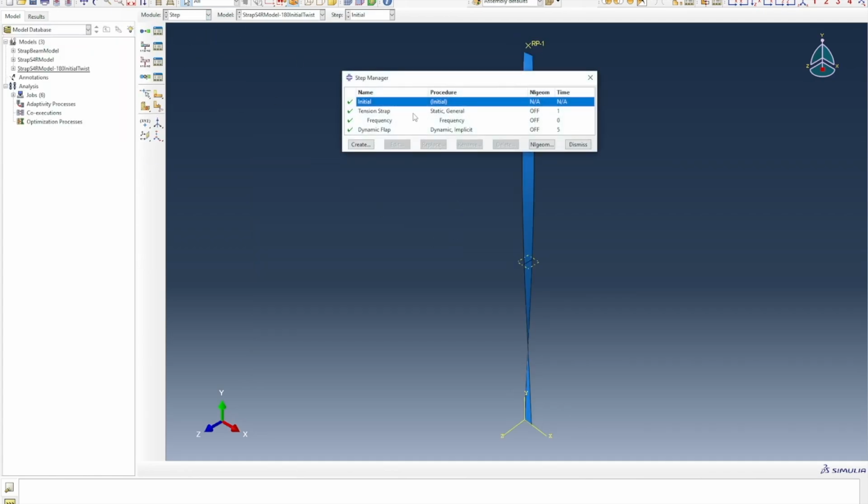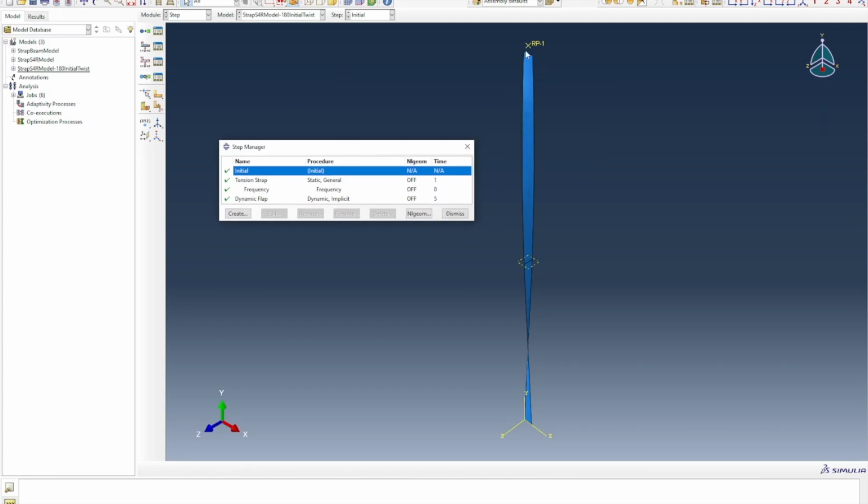So in our step module here, for each of these we have 4 different steps defined. So we have the initial step, then we have this tension strap step, and this step is where that tension is getting applied in the positive y direction here, at this reference point.